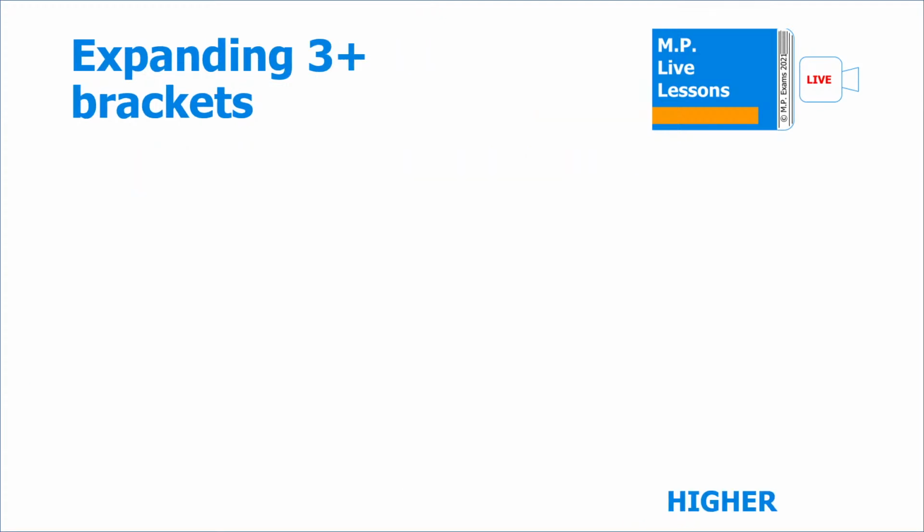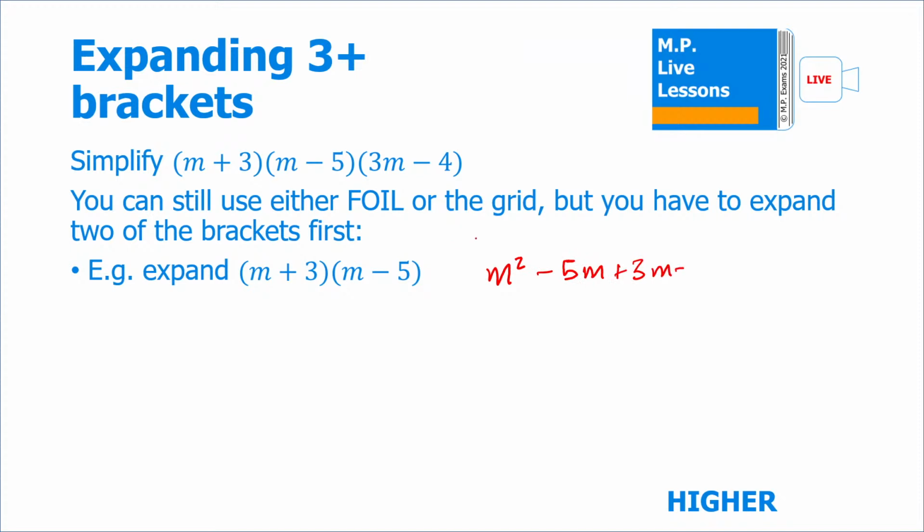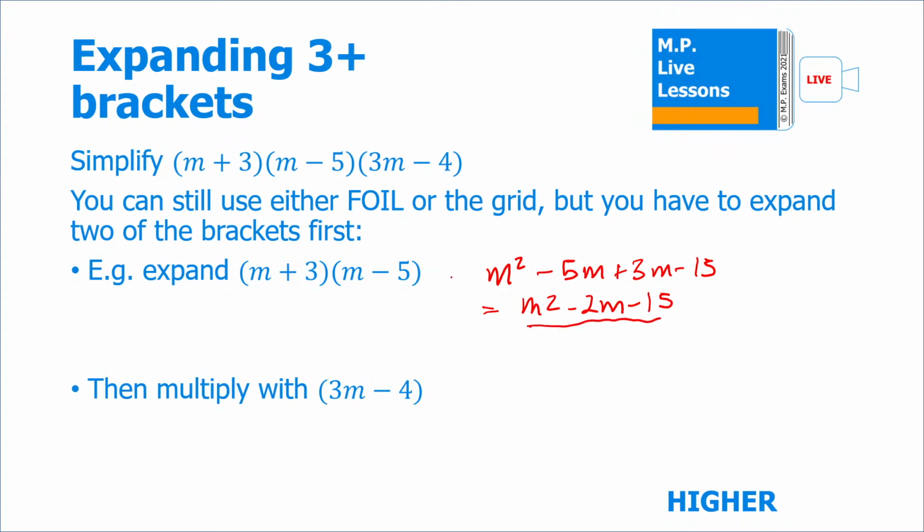Now for higher tier, you can be asked to expand more brackets, 3 of them in fact. For example, we have this. So try and use either FOIL or the grid, but you'll have to expand 2 of the brackets first. So if I expand these 2 brackets, I would get m squared minus 5m plus 3m minus 15. This gets m squared minus 2m minus 15. Then you'd multiply all this by 3m minus 4. So I'd use the grid method this time.